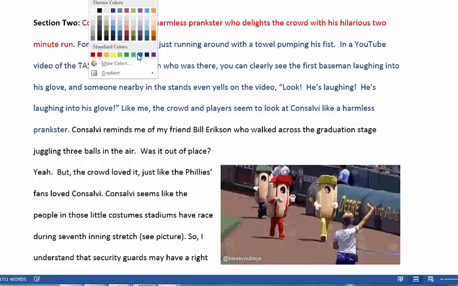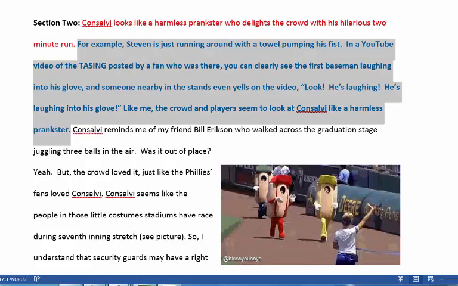All right, once you make your point, then you have to insert some detail or something from the actual articles and videos you watched. I'll put this in blue. For example, Stephen is just running around with a towel pumping his fist. There's a detail.